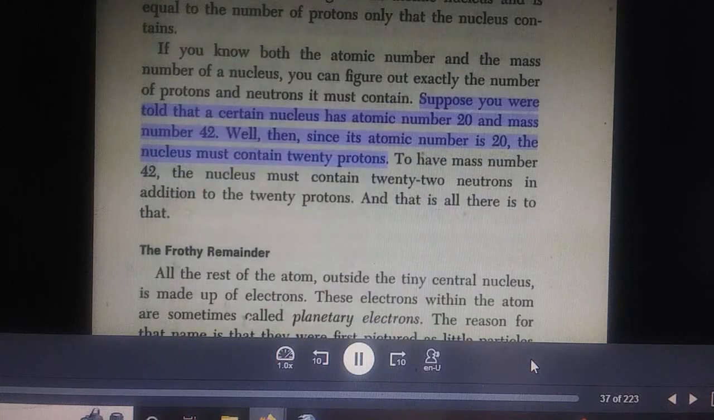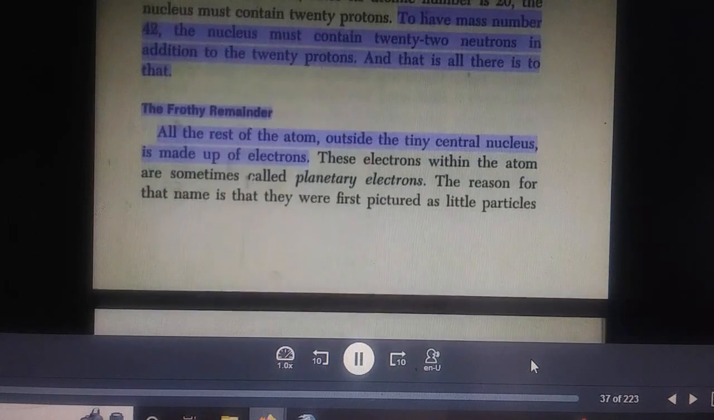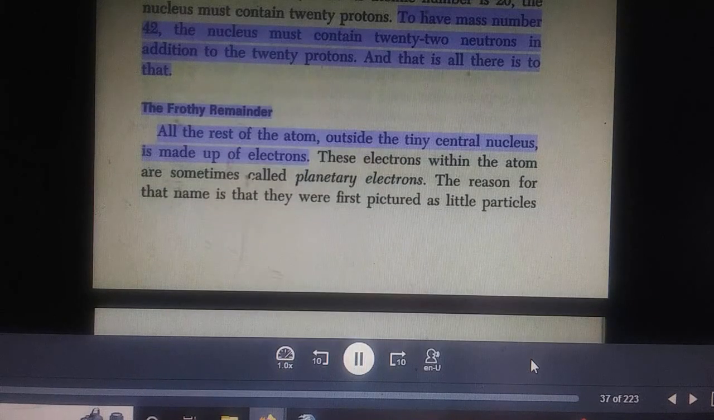Suppose you were told that a certain nucleus has atomic number 20 and mass number 42. Well, then, since its atomic number is 20, the nucleus must contain 20 protons. To have mass number 42, the nucleus must contain 22 neutrons in addition to the 20 protons. And that is all there is to that.